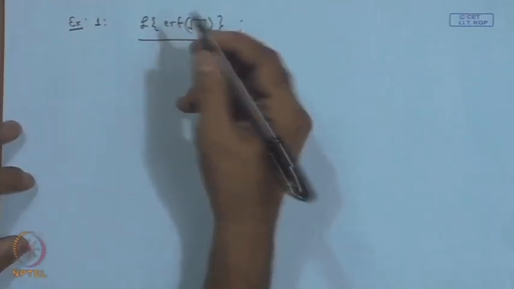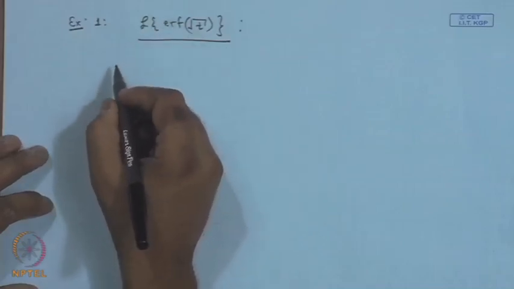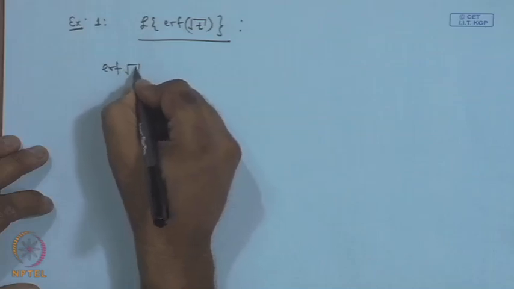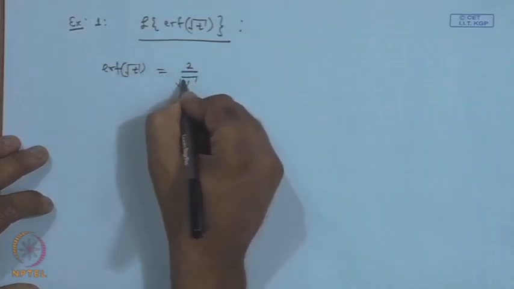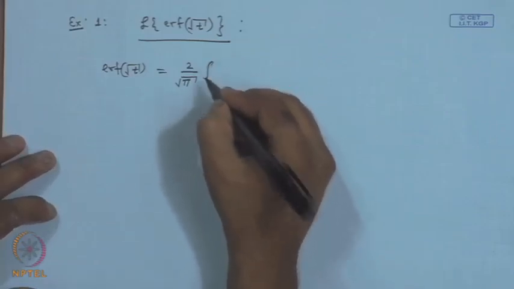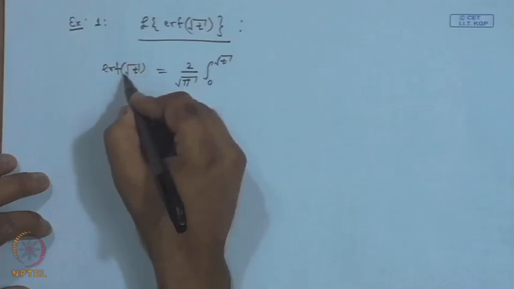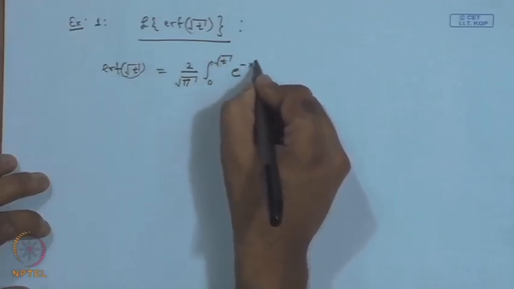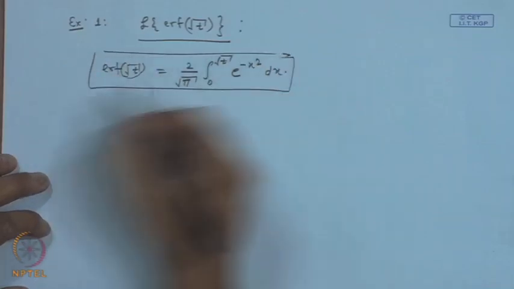This error function appears in probability, statistics, also in PDEs and various other branches of engineering and science. The error function of square root t is defined as follows. It is 2 over square root pi, this factor, and the integral from 0 to square root t of e power minus x square dx. This is the definition of the error function.